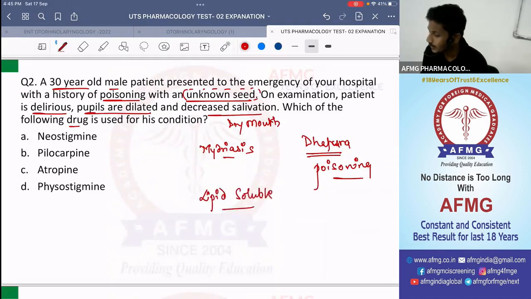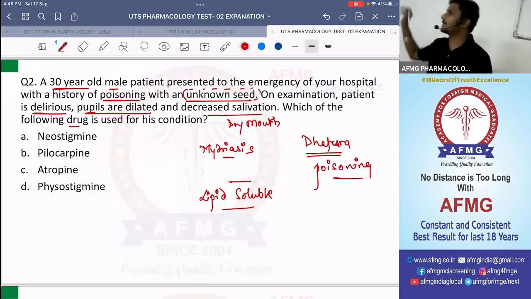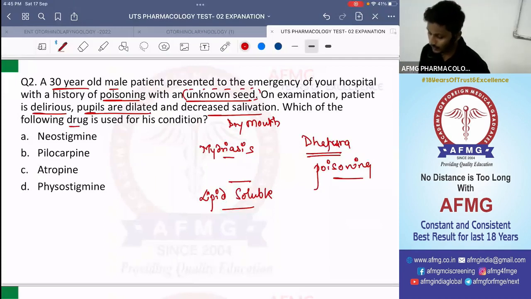Why? Because we need an agent which can cross the blood-brain barrier to decrease the CNS symptoms in this patient. Only a lipid soluble agent will be able to cross the blood-brain barrier, which is made up of lipids, and therefore the CNS symptoms of the patient can be controlled. And the lipid soluble agent out of neostigmine and physostigmine is always physostigmine which is given. No issues with this? S for soluble, N for non-soluble. So that is to be remembered.